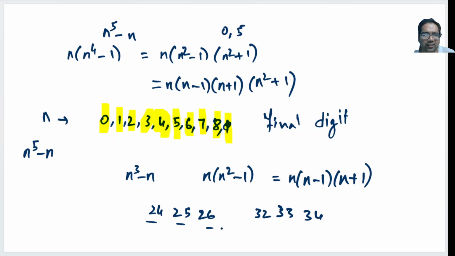So in any three consecutive numbers, there will always be one multiple of 3, because a multiple of 3 repeats every third number: 3, 6, 9. Every third number is a multiple of 3. So any three consecutive numbers you take, there will always be a multiple of 3. So that's why n cube minus n is always divisible by 3. Earlier we proved this result. This is a similar result. So the question can be given in multiple ways. It is important to understand the proof.